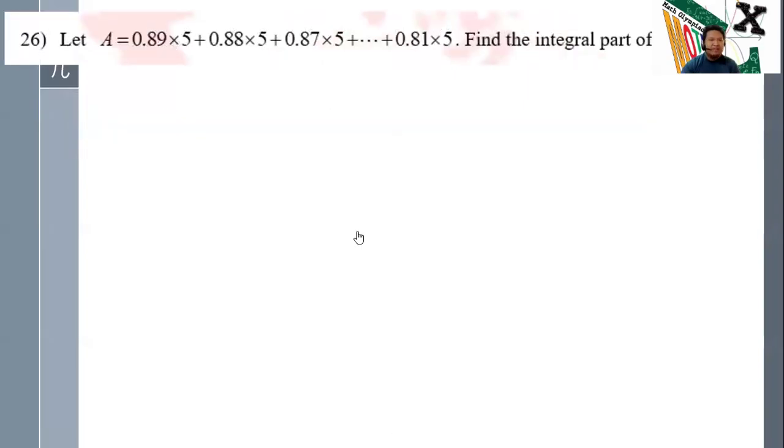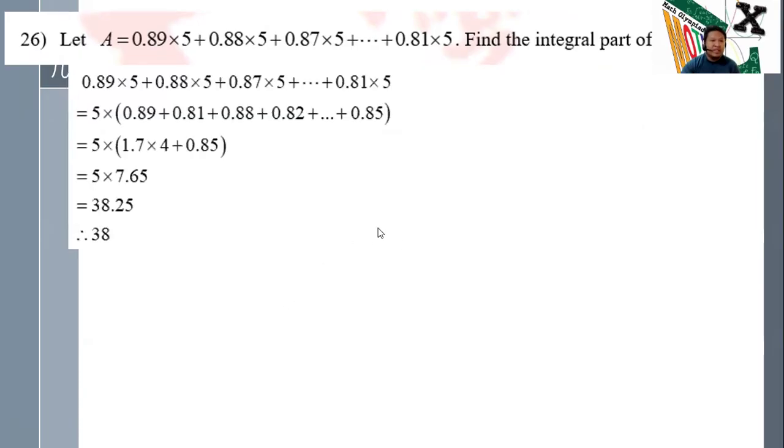Okay, number 26, this one. 0.89 times 5 plus 0.88 times 5 plus 0, and so on. Find the integral part. How do we solve for this one? What we'll do is factor out the 5. As you can see, you have 5 times 0.89, 0.81, and so on. Then we can find the sum of these numbers. Again, these are consecutive numbers.